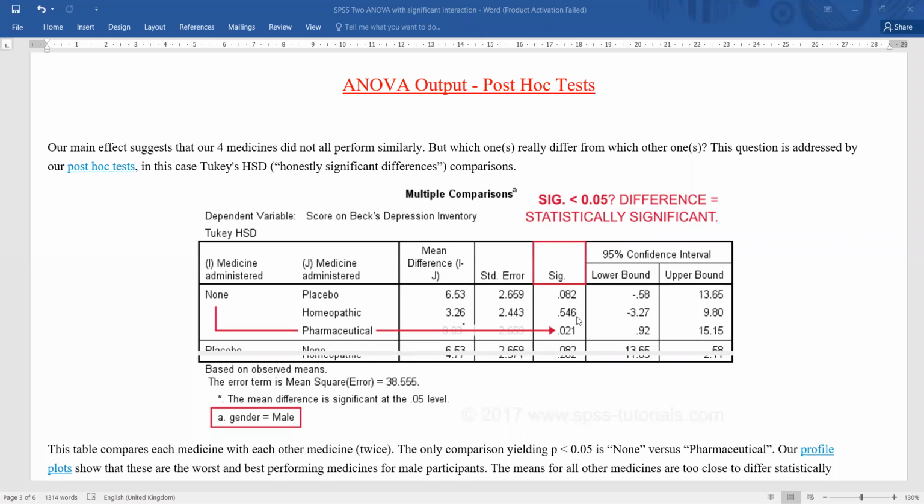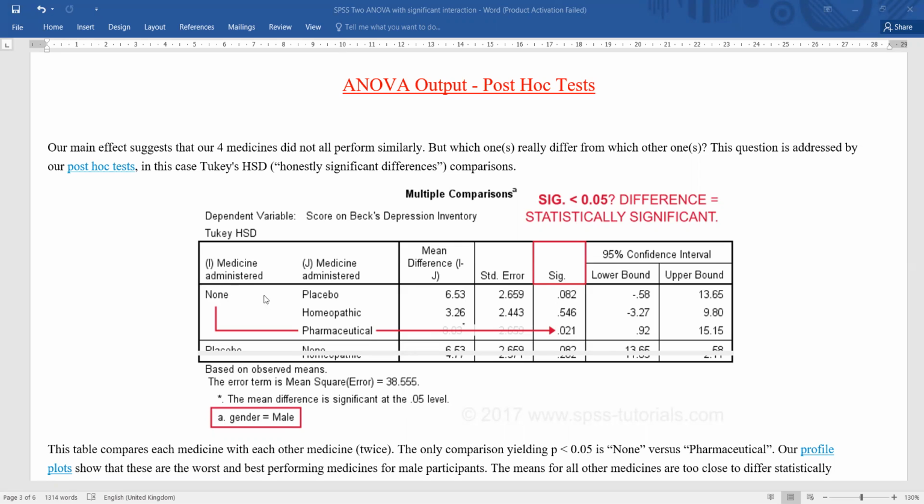Then we have 0.5, so the null hypothesis is true, and the hypothesis of no effect of homeopathic holds. It is the same as if we are using the homeopathic medicine and if we are not using any medicine; both have the same effect. It is not significant. But the third one is significant, 0.021. It is smaller than 0.05. So we can say that pharmaceutical medicines are giving a significant effect on controlling the depression.